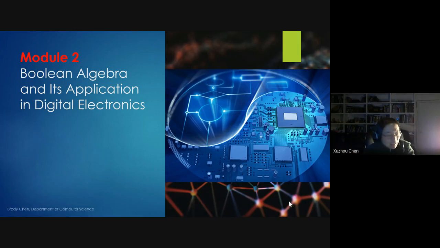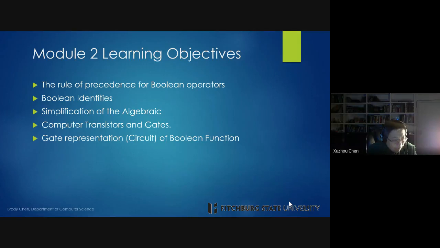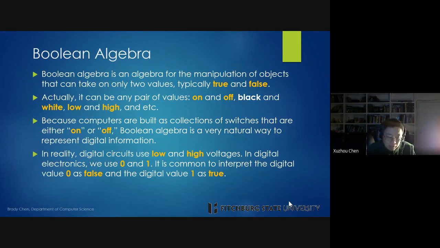We're not going to talk about a real-life statement like whether Paris is a city in France. We summarize this concept into an algebra called Boolean algebra, and then we're going to apply this Boolean algebra in digital electronics. Okay. The first part you will find is the same as Module 1, but we start to use slightly different symbols and notation.